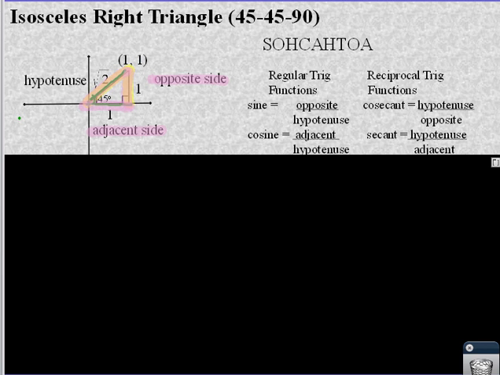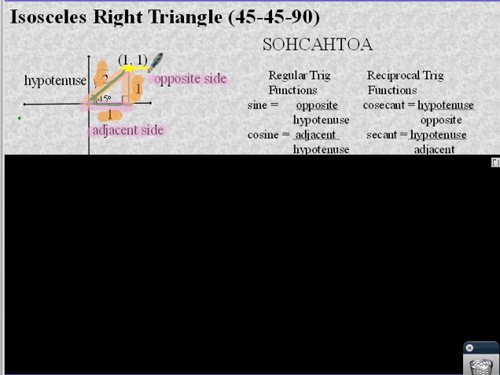So if we drew a triangle with a side length of 1, and since it's isosceles, you're going to notice that the length of this side and this side are both 1. If we did the Pythagorean theorem, you would see that the hypotenuse is going to be the square root of 2. And then one other note, if we're looking at this on the coordinate plane, this point here has an x coordinate of 1 and y coordinate of 1. And that's going to come into play later.